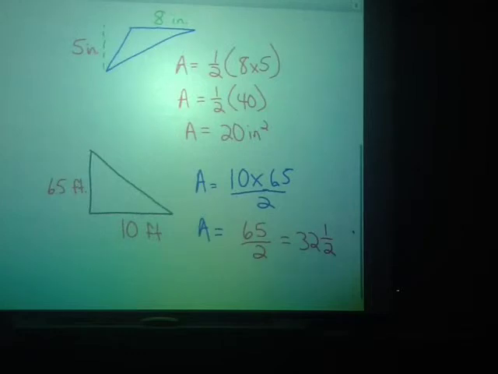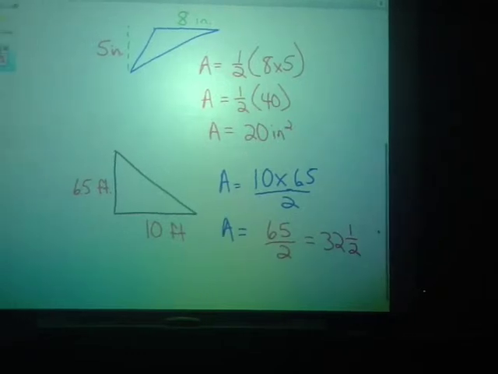The last one I wanted to show you was just a typical right triangle, and I forgot to put my little right angle in there. I may sneak around and put that in before we say goodbye.